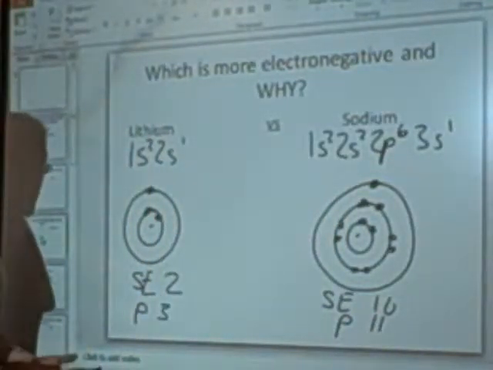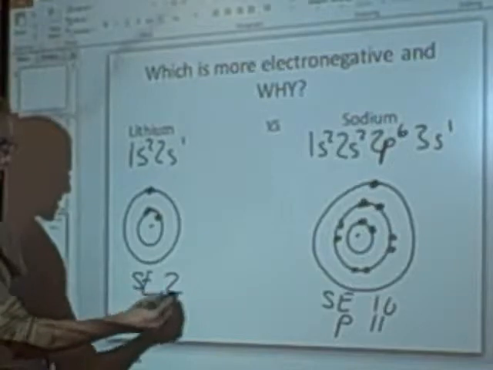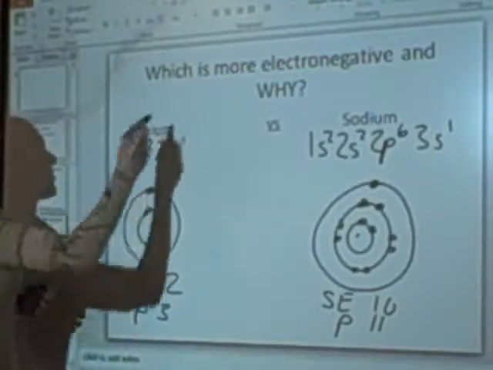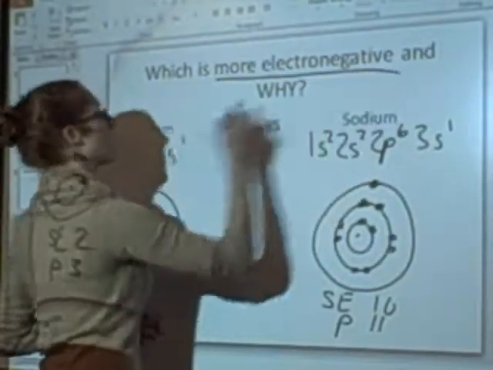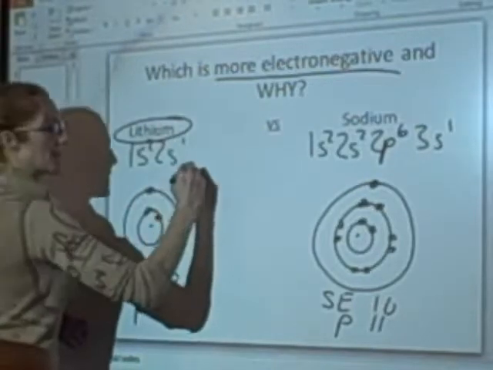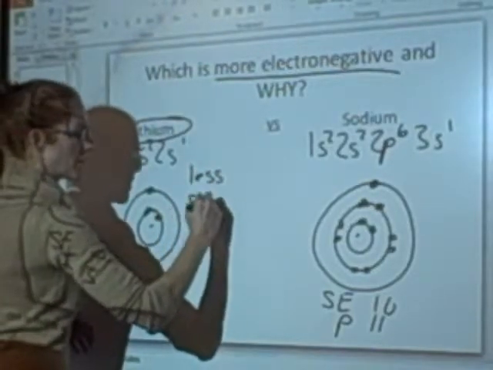Okay, so first I look at shielding. This guy has less shielding, so there's more attraction. So the one that is more electronegative is going to be lithium because it has less shielding.